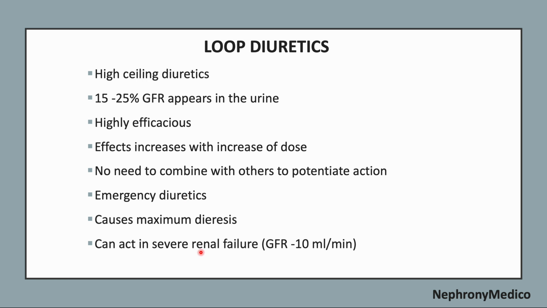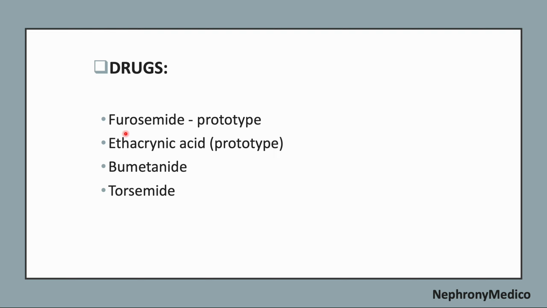It can also act in severe renal failure where the GFR is only 10 or less than 10 milliliter per minute. The drugs used are furosemide, ethacrynic acid, bumetanide, and torsemide.